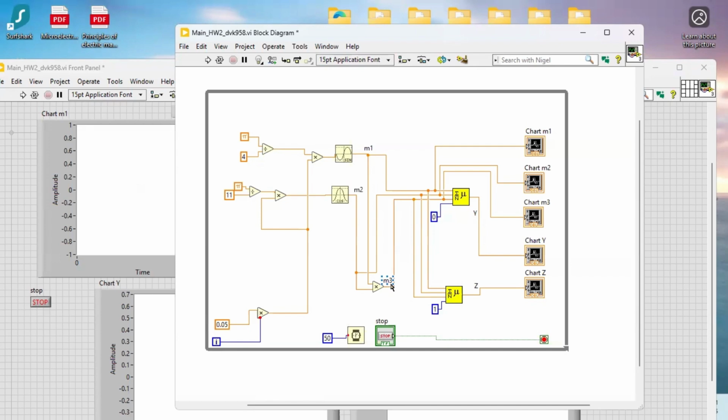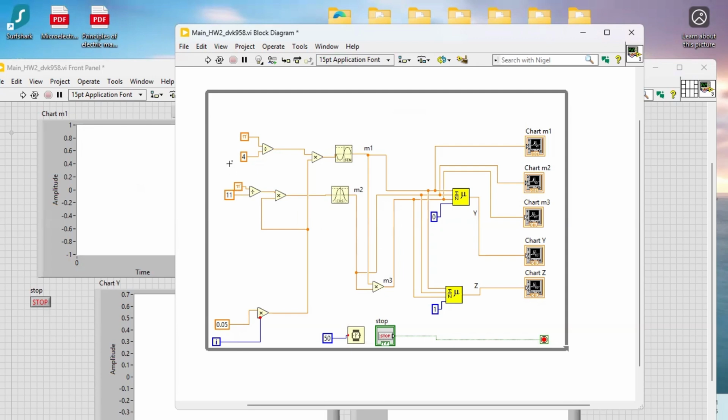Next, I place 2 copies of the SubVI inside the loop and give them their modes. Both receive M1, M2, and M3 as inputs. The first SubVI has a mode of 0 and the output is Y, the average. The second SubVI has a mode of 1 and outputs Z, the RMS value. This shows how a single SubVI can be reused for different calculations.